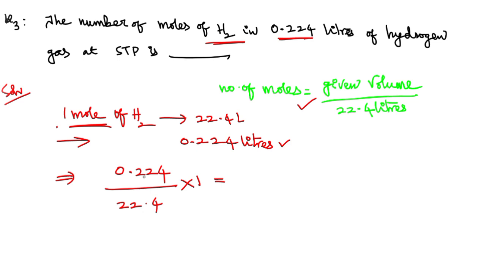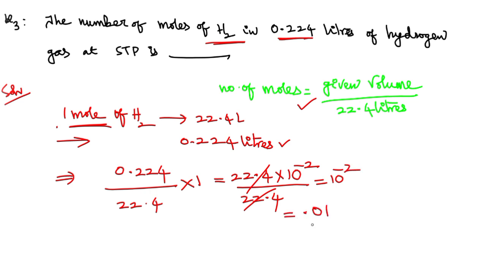so this can be made easy by moving the point to this place. To move that to that place, this can be written as 22.4 into 10 power minus 2 by 22.4. This gets cancelled. You will get 10 power minus 2. 10 power minus 2 is nothing but 0.01 moles. Means 0.01 moles of hydrogen occupies 0.224 liters of volume at STP.